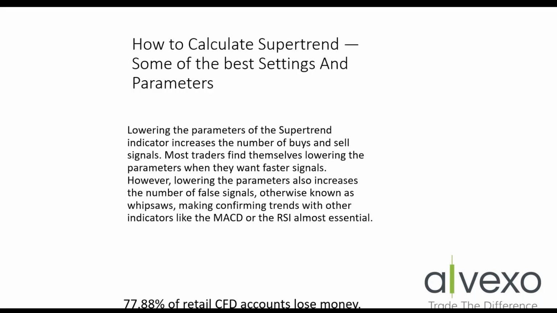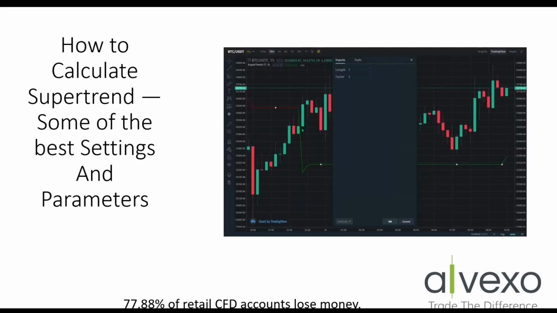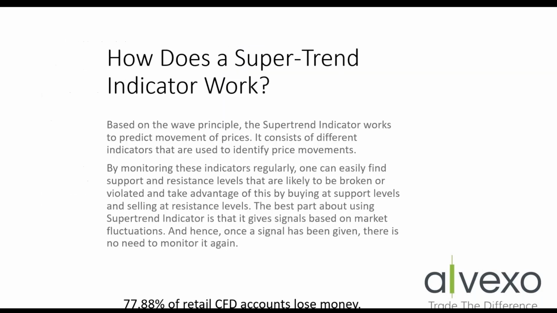So lowering the parameter of the SuperTrend indicator increases the number of buy and sell signals. Most traders find themselves lowering the parameters when they want faster signals. However, lowering the parameters also increases the number of false signals, otherwise known as whipsaw, making confirming trends with other indicators like MACD and RSI almost essential. So again, what are the best settings in the parameters? Okay, we talked about the multiplier 3 and 10.